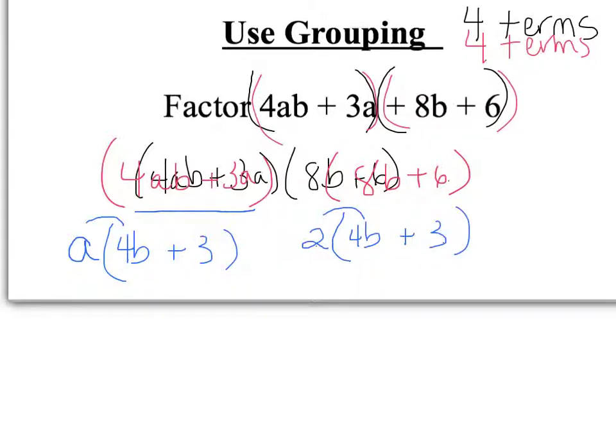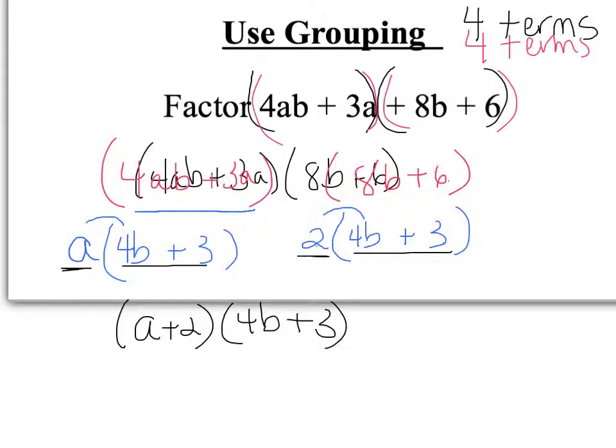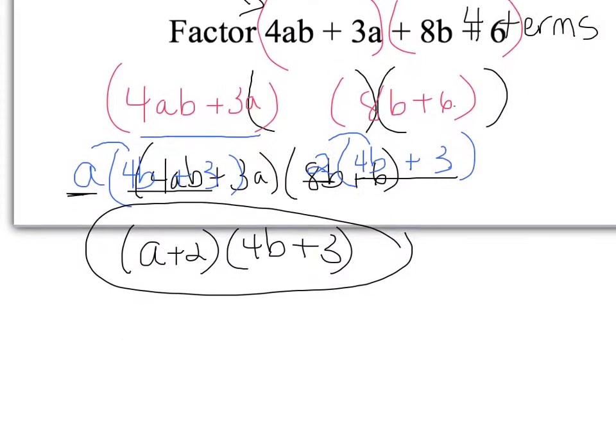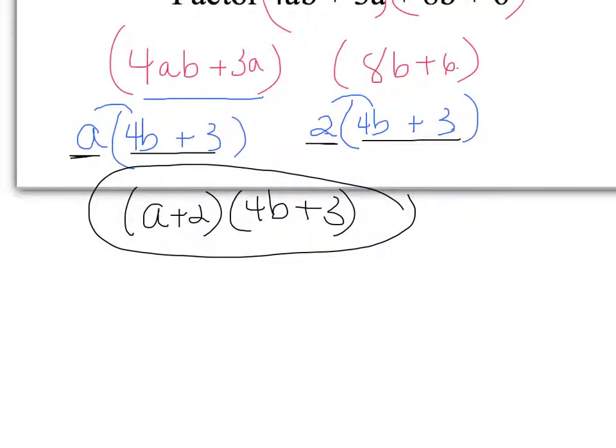So this is what we want to happen. We want there to be the same thing left over in the parentheses. So now this outside here, a and 2, become their own factor: a plus 2. And then the one that repeats gets multiplied, 4b plus 3. So here is your answer. We've just factored this polynomial up here. So it's like the opposite of what we were doing with polynomials. I'm just going to write this in, answer.